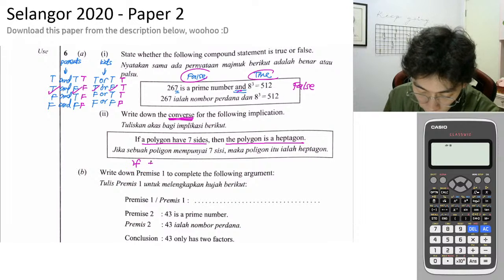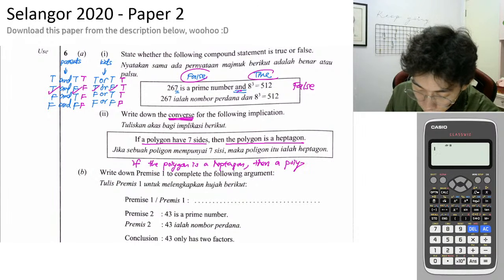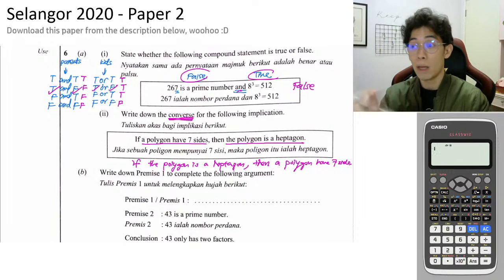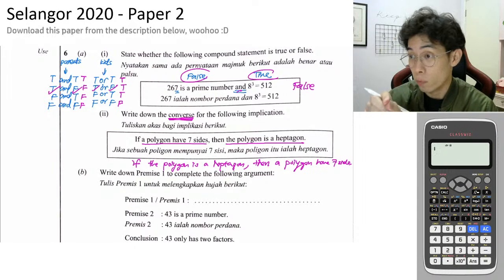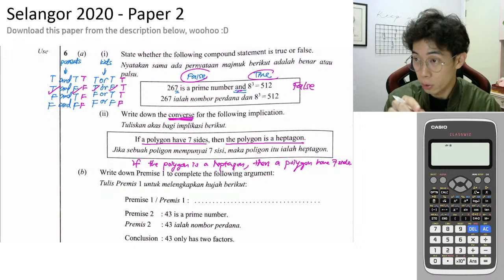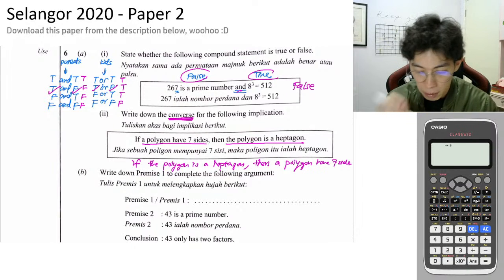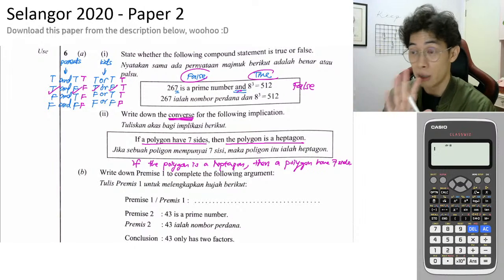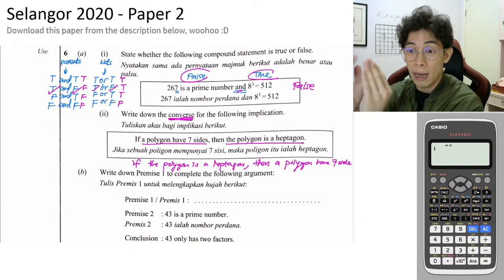If the polygon is a heptagon, comma, then a polygon has 7 sides. Full stop. That's all. Do you notice they mentioned the words write down? They didn't ask you to judge. They didn't say write a compound statement and judge true or false. They didn't mention that, so you just write down only. Because sometimes in some questions they want you to put a bracket there.